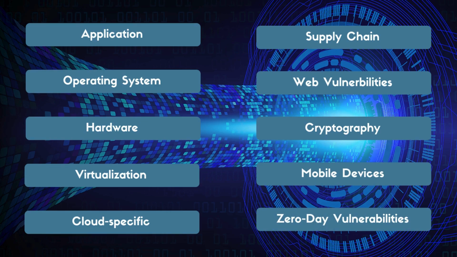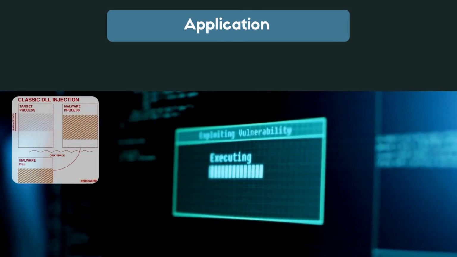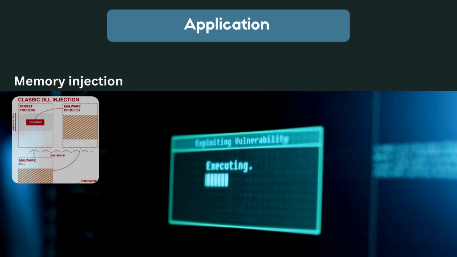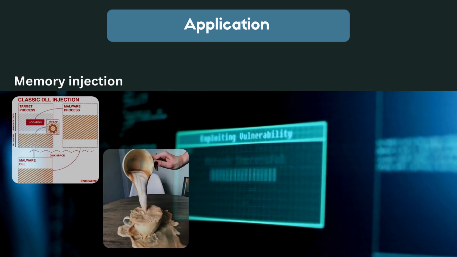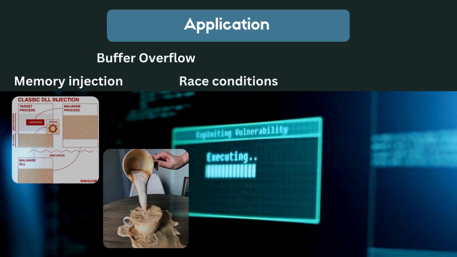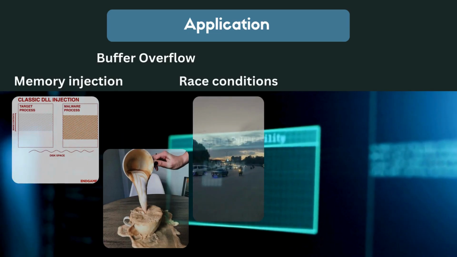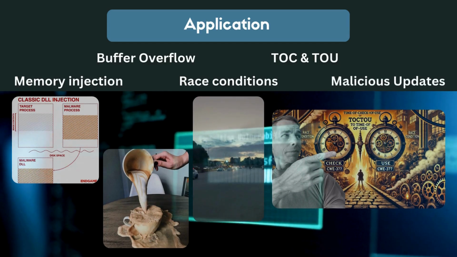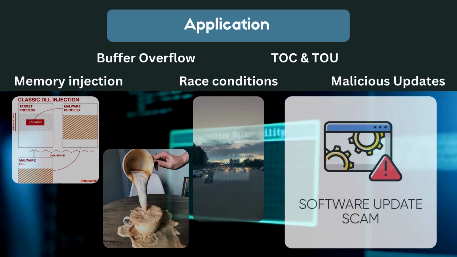Now, let's start with application vulnerabilities. Unauthorized code can be inserted into a program's memory space. This is known as memory injection. Or, data could exceed the allocated memory, leading to potential exploits, which is buffer overflow. Race conditions refer to conflicts that arise when multiple processes are trying to gain access to shared resources. Malicious updates are also very critical when attackers introduce harmful code through software updates.